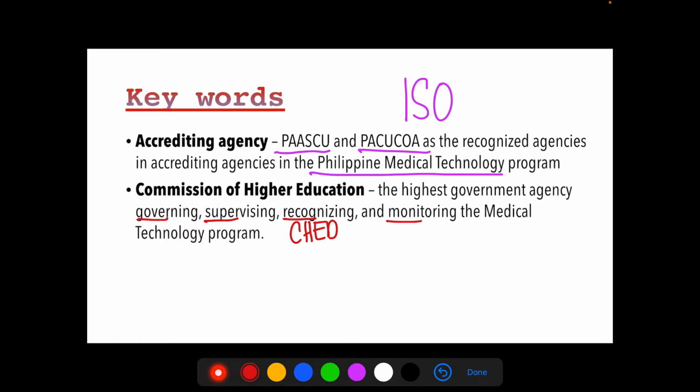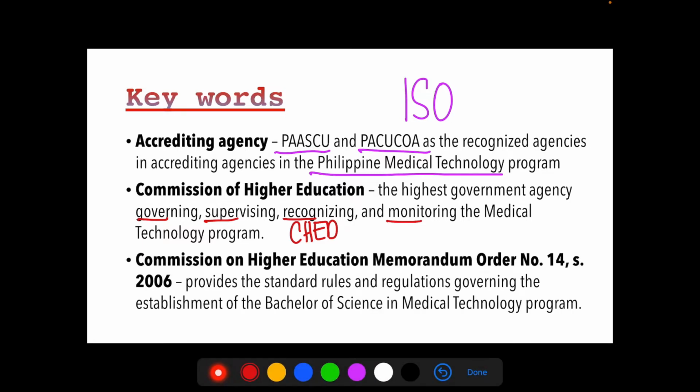And we have the CMO number 14 series of 2006. This one provides the standard rules and regulations governing the establishment of your course. So what's your course? It's the Bachelor of Science in Medical Technology, or oftentimes it is referred to as BSMT. And we have another term here, the BMLS. That's the Bachelor in Medical Laboratory Science.